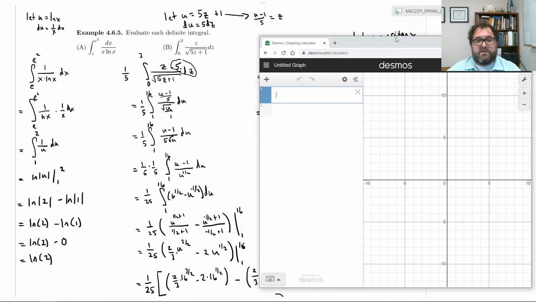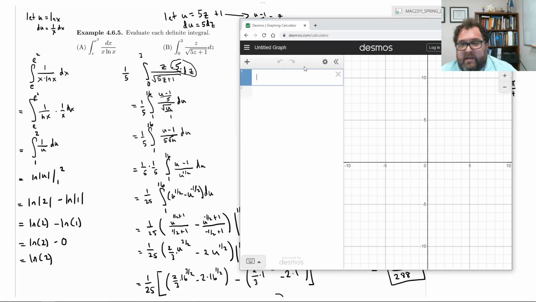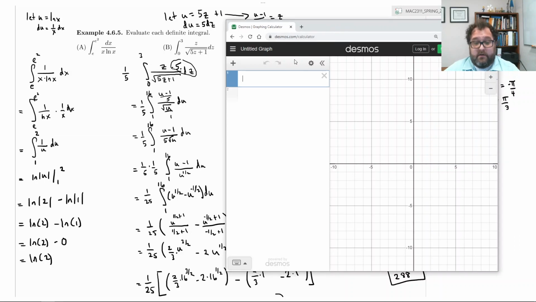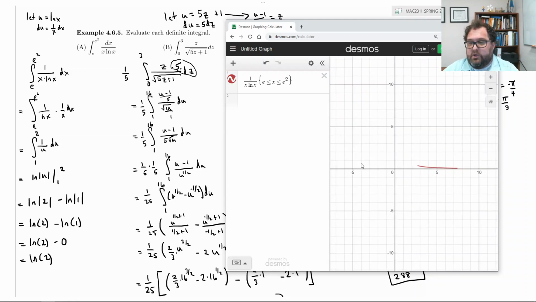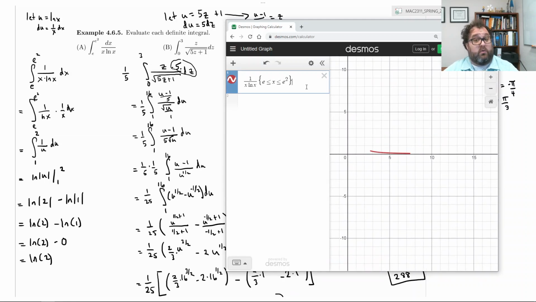So with this first one, going back to A, we have 1 divided by x natural log of x. So there's the graph of the original integrand. Now we're only concerned from e less than or equal to x less than or equal to e squared. So we're only concerned with that little portion there, okay? And remember, we're only concerned with the portion that's between the x-axis and that curve.